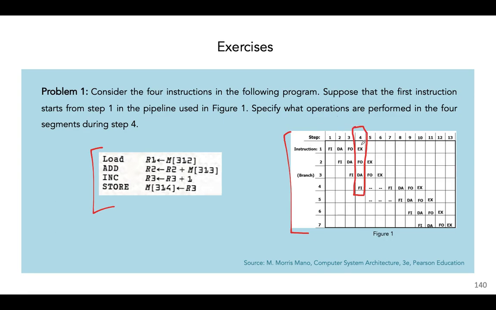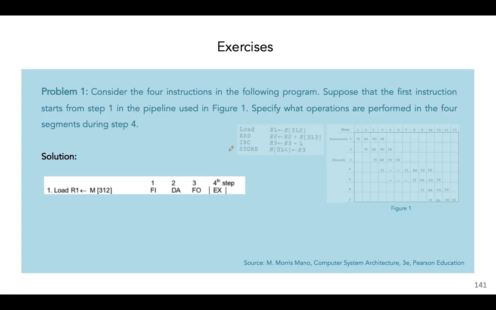The first instruction is being executed. For the second instruction, the operands are being fetched. For the third instruction, decoding is happening, and for the fourth instruction, it is still being fetched. So we have to show this. Let's see how we can do this.